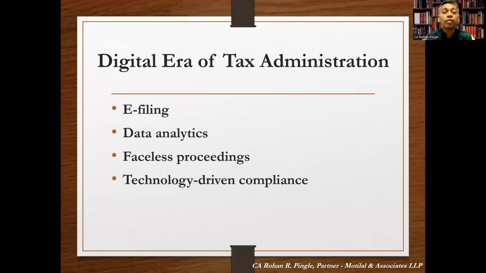Let's see the digital era of tax administration. So modern tax administration increasingly relies on what? Technology, and now AI-based technology also. For example, online return filing, AIS and information reporting, data analytics, automated processing, faceless appeals and assessment. So the focus has shifted toward transparency and efficiency.